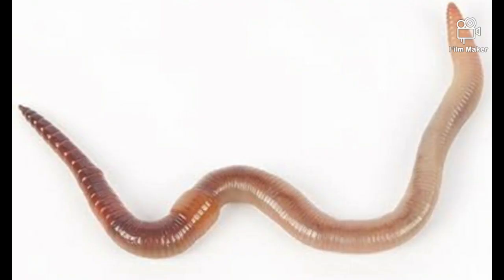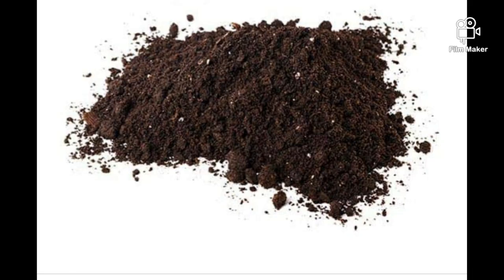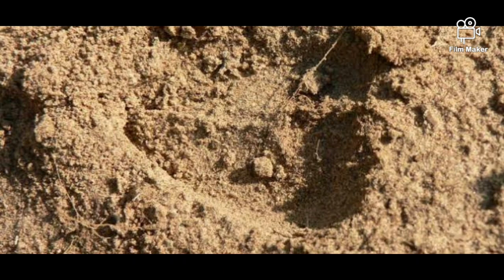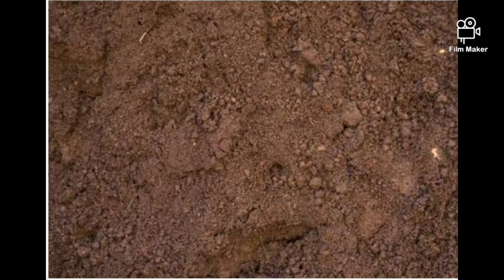On the basis of soil texture, it is classified into three types. They are sandy soil, loamy soil, and clayey soil. So let us see about them in detail.